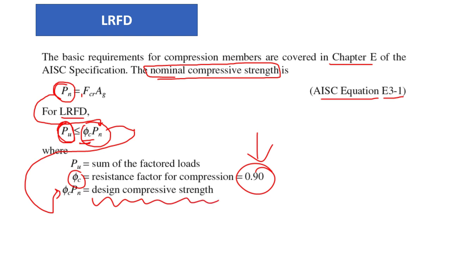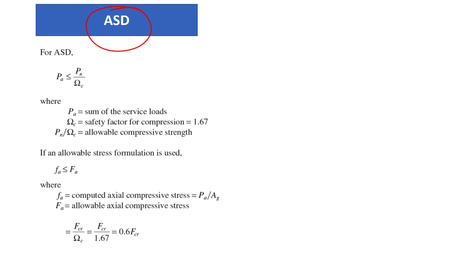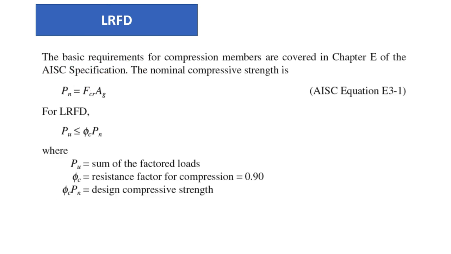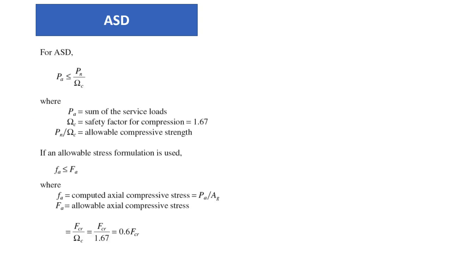And for ASD, you're going to find that Pa, which is the sum of the service loads or the actual loads, should always be less than or equal to Pn over the safety factor. Pn is going to be the same nominal compressive strength. It has nothing to do with whether we are using LRFD or ASD. So it is similar as here. For ASD or LRFD, Pn is going to be the same. So this is the condition that we need to achieve.